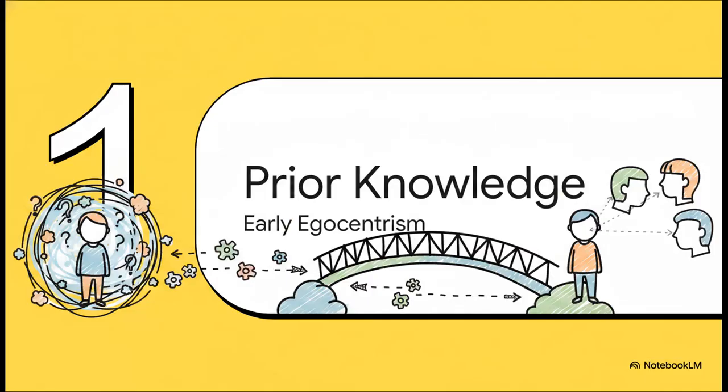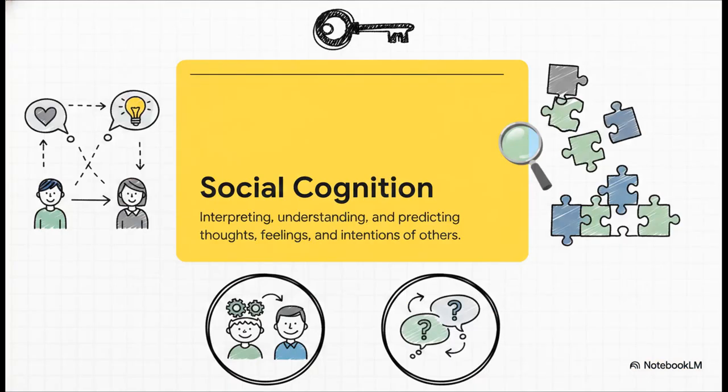Activating prior knowledge. Before we jump into the new theories, let's quickly build a bridge from what you already know. Think back to early childhood cognitive development. You probably remember the concept of a child struggling to see the world from another person's physical or emotional viewpoint, that classic state of early childhood egocentrism. Well, what we're looking at today is how a child actually crosses that bridge. How exactly do they move from being entirely locked in their own head to developing a sophisticated, nuanced understanding of the social world around them?